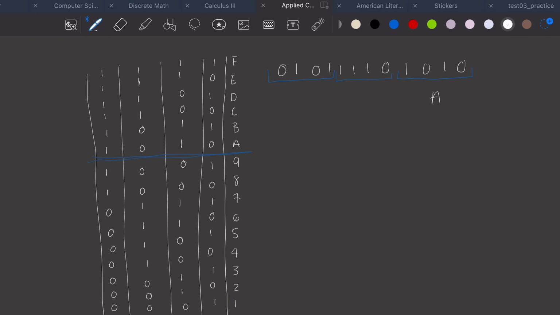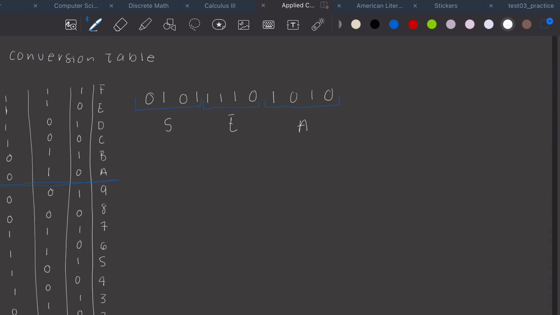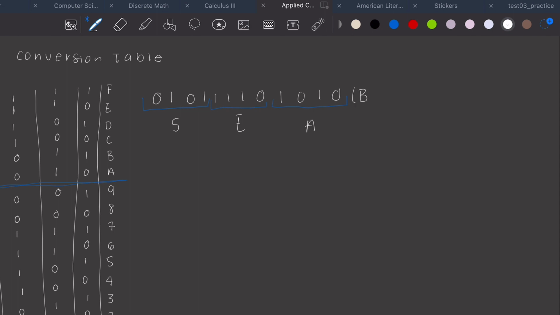I will look back to see what matches with 1 1 1 0, and that looks to be the letter E. And then with 0 1 0, that looks to be the number 5. So I have that this number in binary is equivalent to 5EA in hexadecimal.